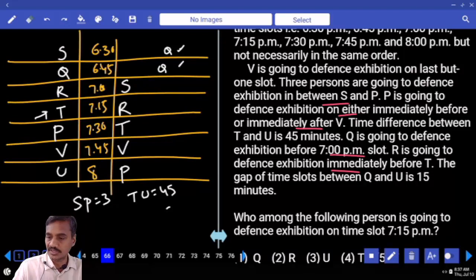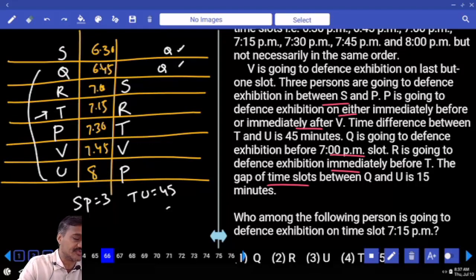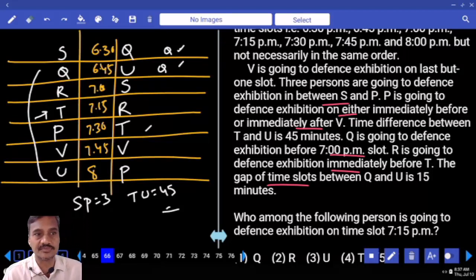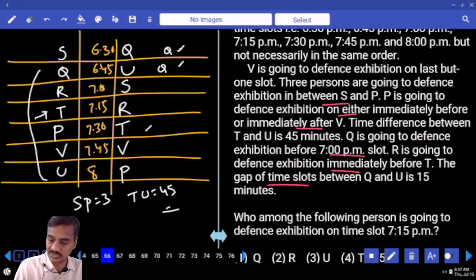The next one, the gap of time slots between Q and U. Q and U is so much? Q and U is 15 minutes. Now Q and U is 15 minutes. Now Q and U here it is not 15 minutes. Isn't it? Then Q and U is 15 minutes. Then T and U is so much? 45 minutes. Now T is 7:30 and so U must be 6:45. Now Q is 6:45 and Q is 6:30. Clear? Now this is about question number 66 to 70.